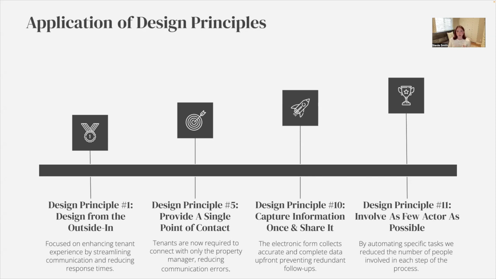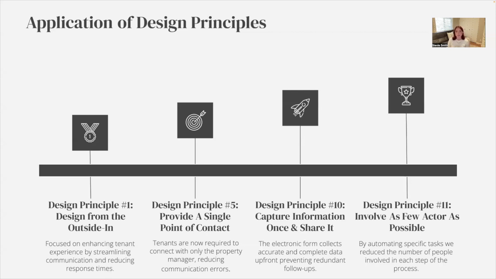So we also really focused on design principle number 5, which is providing a single point of contact. Tenants are now required to connect with only the property manager, which is going to reduce a lot of communication errors and a lot of communication redundancy. So really going to streamline things. Arguably, the most important design principle that we enacted with our automation is going to be capturing information at once and then sharing it. So the electronic form now does this all for us. It's going to collect all of the accurate and complete data up front, and then it's going to share that with all of the required participants. So this is going to prevent a lot of redundant follow-ups as well as inaccuracies with information.